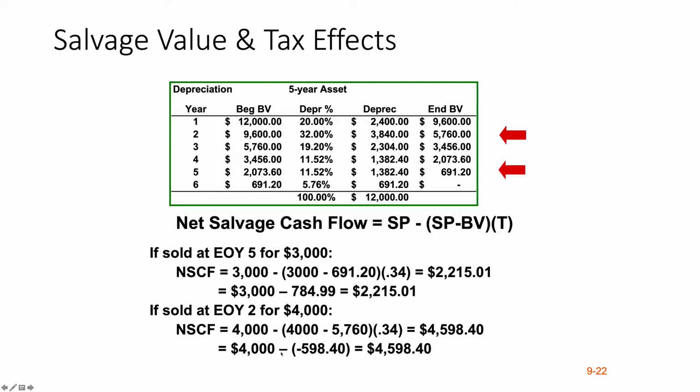You end up with a net salvage cash flow of $4,598.40. The $598.40 gives you the credit. You receive the credit from the capital loss when you sell your car. So this is the salvage value with the tax effect. Sometimes it can be very confusing.